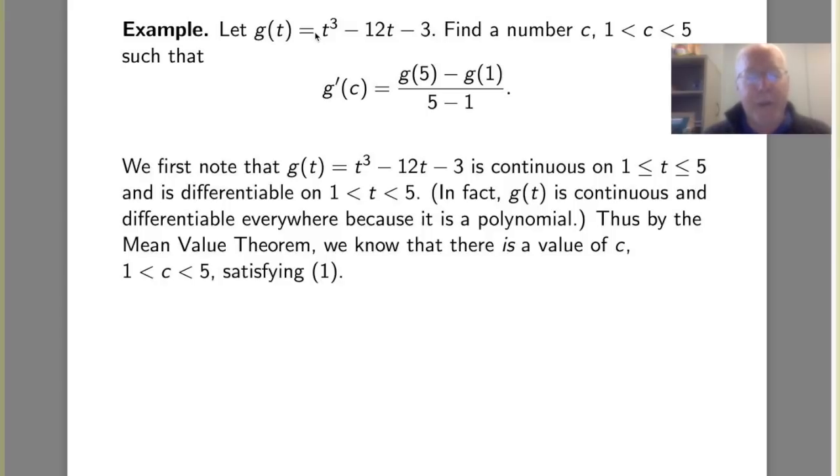Let's check that the mean value theorem holds first. First note that g of t is continuous on this closed interval, 1 to 5, endpoints included, and it's differentiable on this open interval from 1 to 5. Now g of t is just a polynomial, so of course it's continuous and differentiable everywhere. But because these two conditions hold, we can draw the conclusion by the mean value theorem that there is some value of c between 1 and 5 satisfying equation 1.